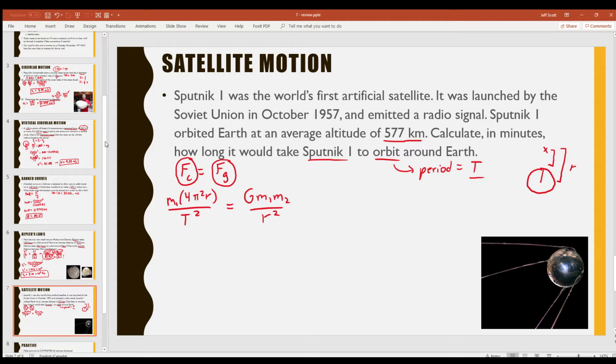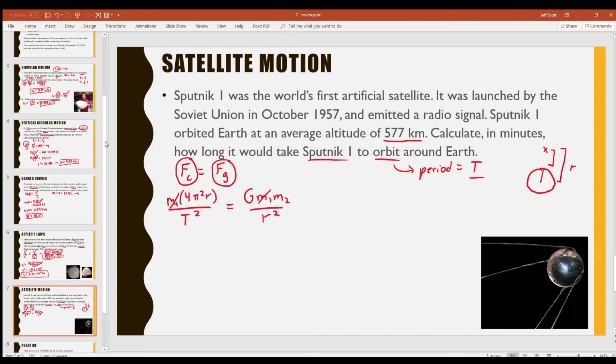The Fc formula uses the mass of whatever is orbiting the other object, right? Now, since m1 is on the top on both sides of these equations, we can actually cancel them out directly. So you do not even need to know what the mass of Sputnik was, because it's not relevant, because it'll cancel out in the math anyway.